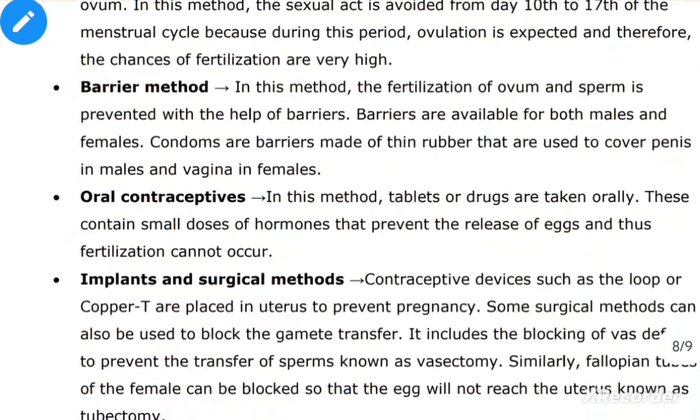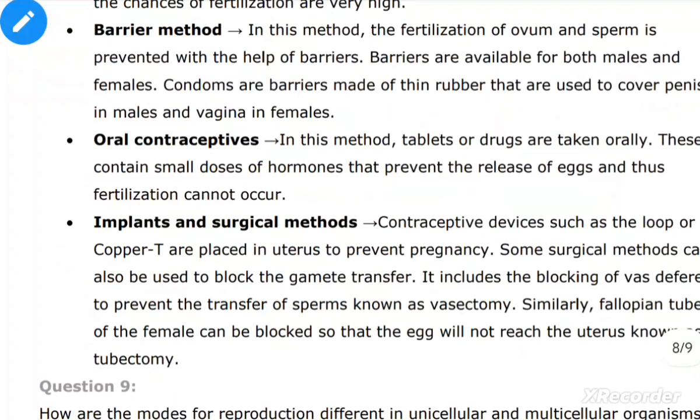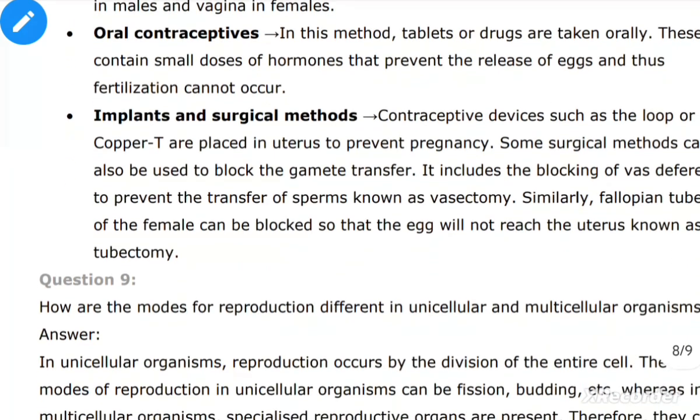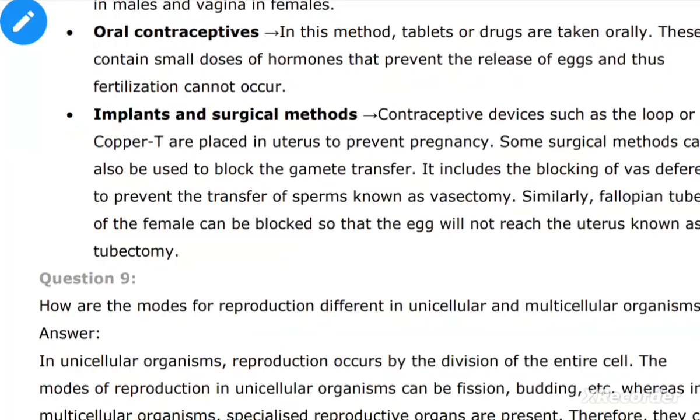Next method is the barrier method. In this method, the fertilization of ovum and sperm is prevented with the help of a barrier. Barriers are available for both males and females. Condoms are barriers made of thin rubber that are used to cover the penis in males and the vagina in females. Next method: oral contraceptives. In this method, tablets or drugs are taken orally. These contain small doses of hormones that prevent the release of egg and thus fertilization cannot occur.